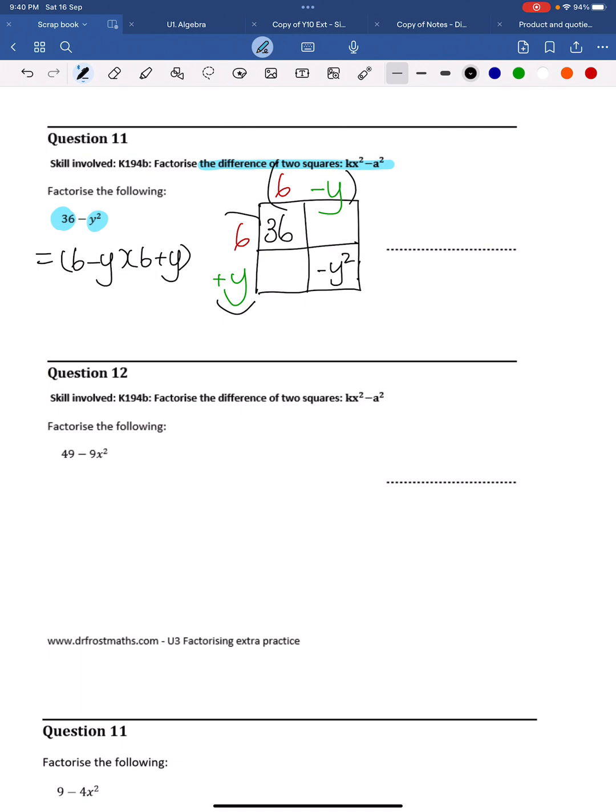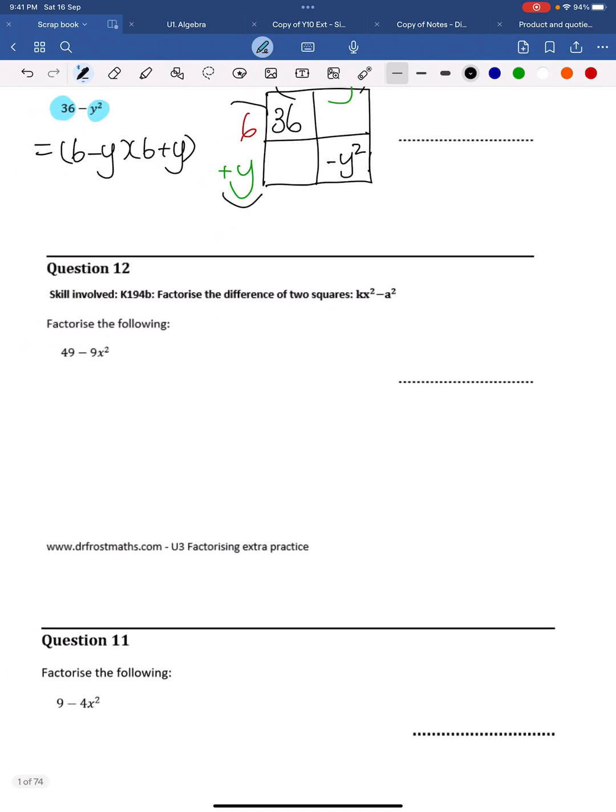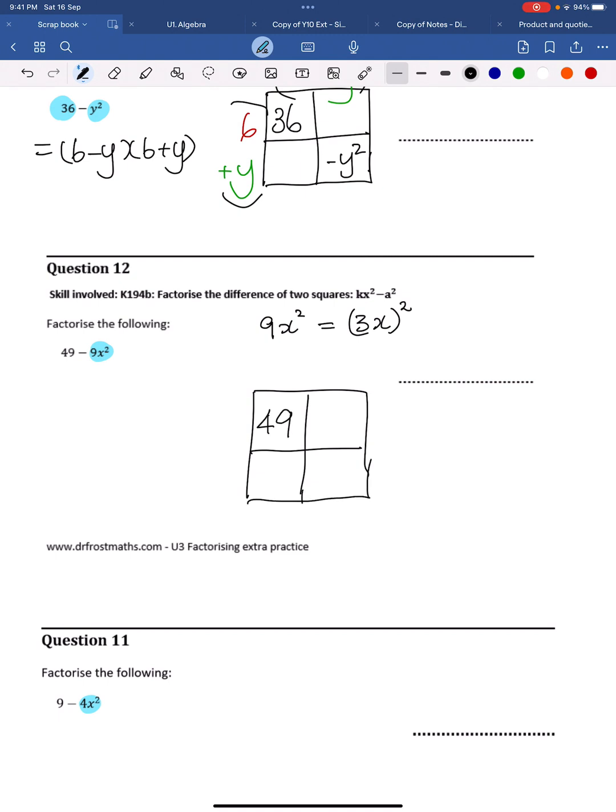Now you can pause the video and then try the next two yourself. They are slightly trickier simply because it's a 9x squared and a 4x squared. So let me give you a clue. 9x squared can be rewritten as 3x whole squared, which is actually a square number. So 3x times itself. So don't forget, try to build the grid yourself first, put 49 and negative 9x squared. Pause the video now and try it on your own.